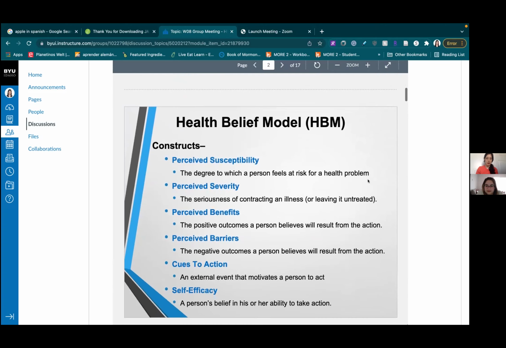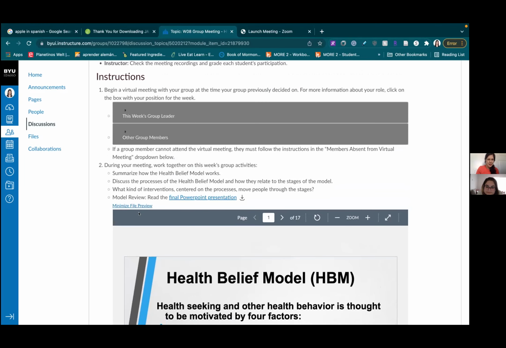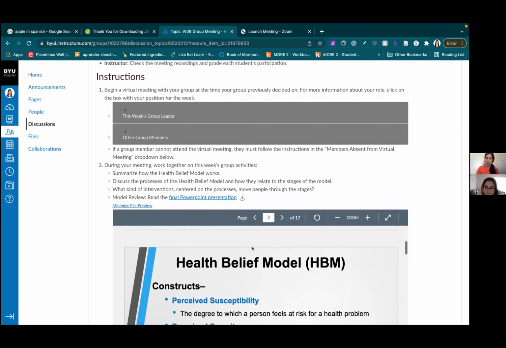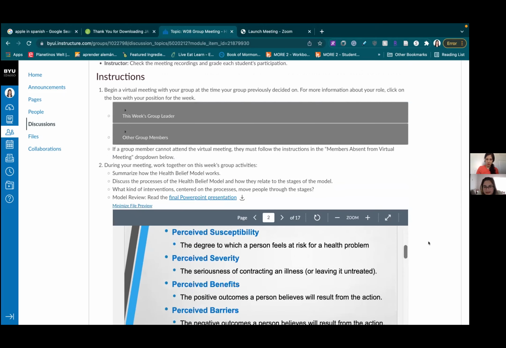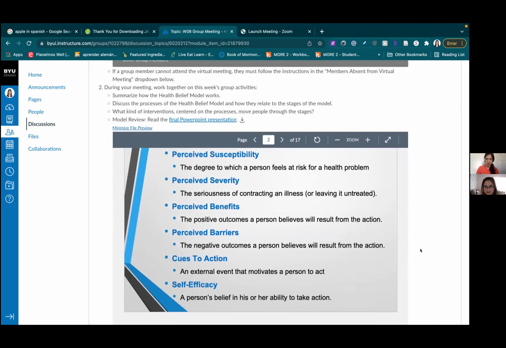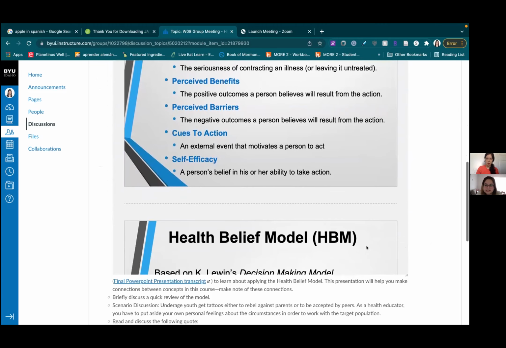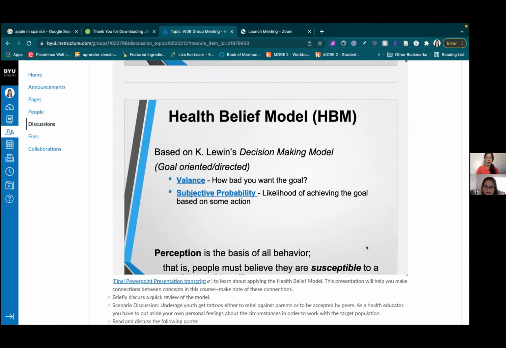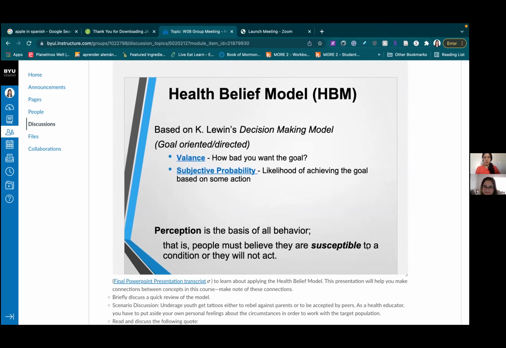And here are all the constructs. I think we already discussed all of them, right? Yeah, it says read the final PowerPoint presentation. Should we read it all? I think we can skip that second slide since we already discussed our own definitions of it. Okay. So I can read one and then you can read one if you want to. Yeah, I can start.